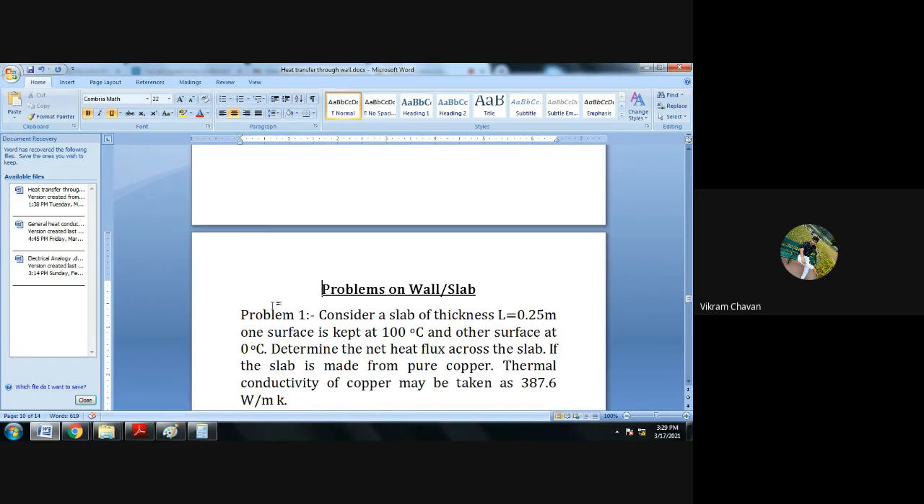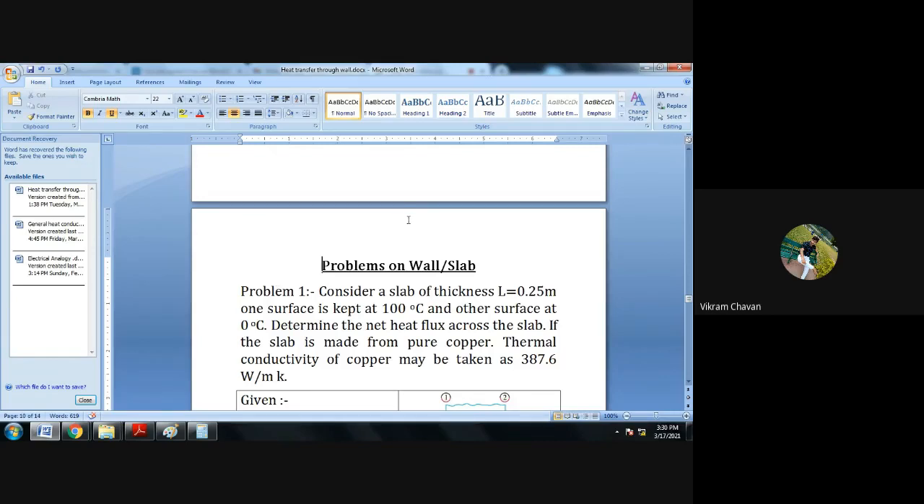If the slab is made from pure copper, the thermal conductivity of copper may be taken as 387.6 watt per meter Kelvin.